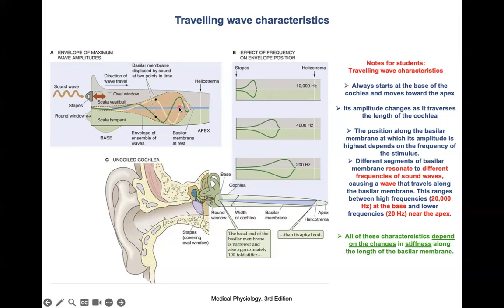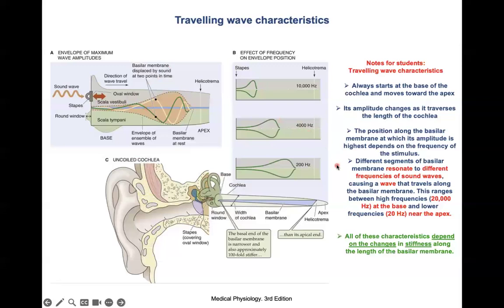Assume we have a sound wave that has a frequency of 10 kilohertz. The sound wave starts here very low, the amplitude builds up, and eventually it reaches here the peak. If the sound wave has a frequency of 10 kilohertz, the peak of this traveling wave will cause this amplitude at a point in the basilar membrane that also codes for 10 kilohertz frequency. If we had a frequency of the sound wave of 5 kilohertz, this peak will be reached at the point of 5 kilohertz. This means that the basilar membrane distinguishes between different frequencies of sound waves.